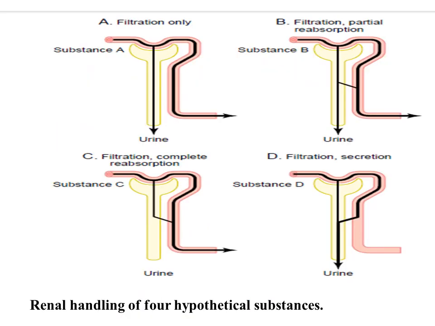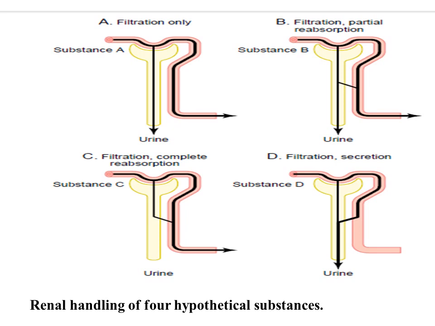For renal handling, we have four hypothetical substances. One type of substance will be filtered with no reabsorption and no secretion. All of the filtered substance will go out with the urine. The second type of substance will be filtered and then reabsorbed into the peritubular capillary, so part of it goes to the blood, and another part goes out to the urine.